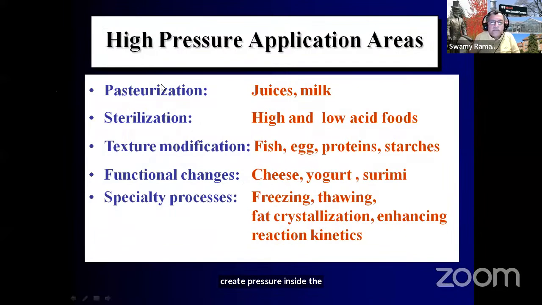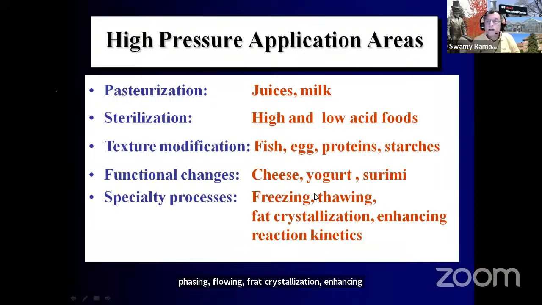There are many different applications for high pressure processing. You can use it for pasteurization, for sterilization, and modification of texture, especially denaturation of protein and gelatinization of starch. It creates many functional changes in making yogurt, surimi-type products, which is gel formation, and acceleration of cheese ripening. There are also many specialty applications, because high pressure affects both boiling point and freezing point. So anything that has to do with these transitions can be affected by high pressure. We make use of that in freezing, thawing, fat crystallization, and enhancing reaction kinetics for extraction, for example. They're all possible using high pressure processing.